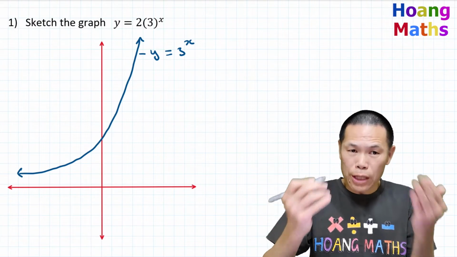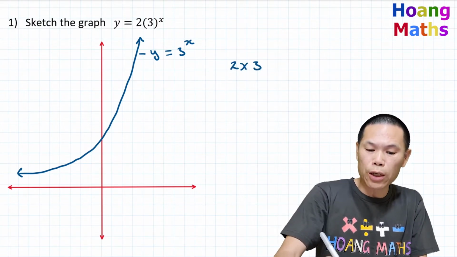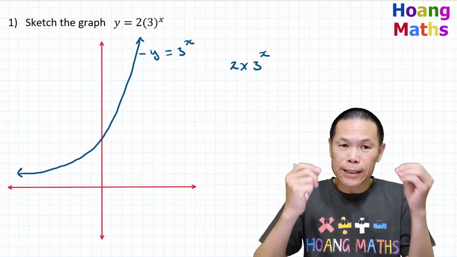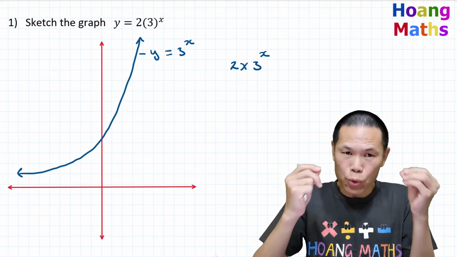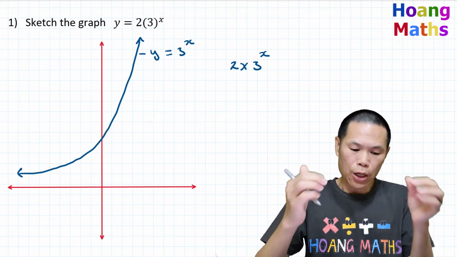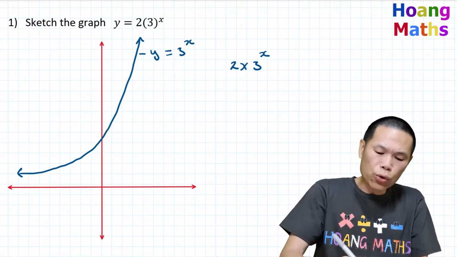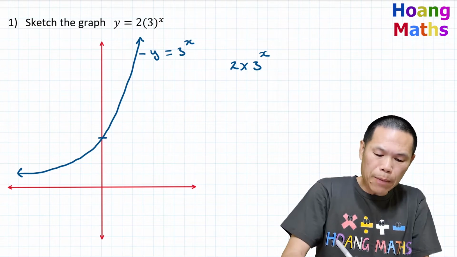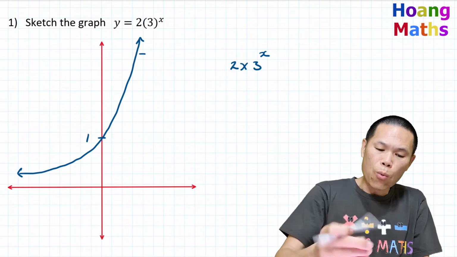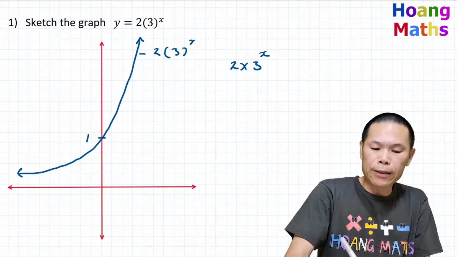But then if you double up, that is times 2, okay? So 2 times 3 to the power of x. The behavior of the graph is exactly the same, but because of 2 times 3 to the power of x, the graph is just steeper, that's all. In other words, we just need to change the value of y. So for 3 to the power of x, the y-intercept is 1. But now we're not sketching this, we sketch y is equal to 2 times 3 to the power of x, right?